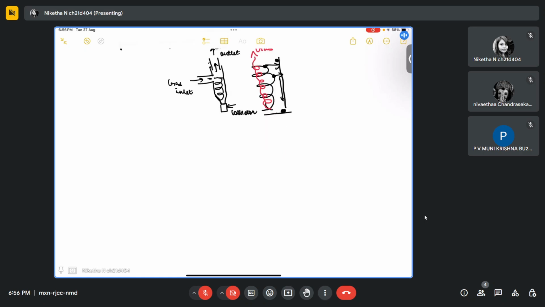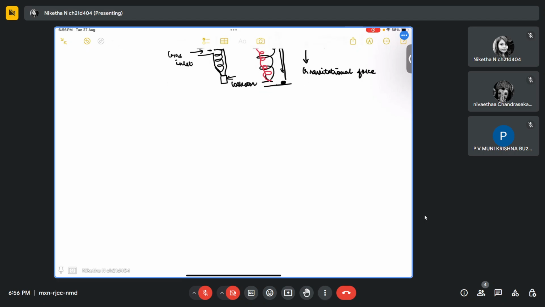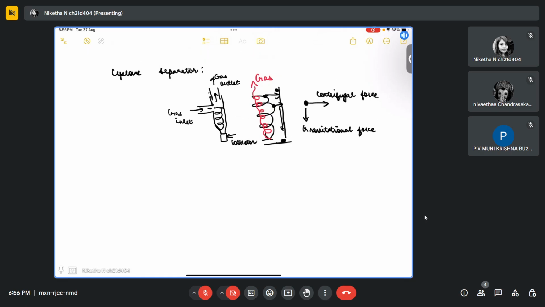So there are two kinds of forces which are acting on the particles. Imagine this is a particle. So this force that acts towards the side is the centrifugal force, and downwards the gravitational force will be acting. And when it hits the wall of the container, initially at the inlet the particles will have some velocity, and even when it is in the vortex it will have some velocity, but as soon as it hits the wall of the container, its velocity will be equal to 0.